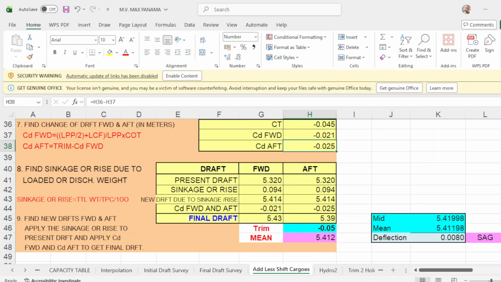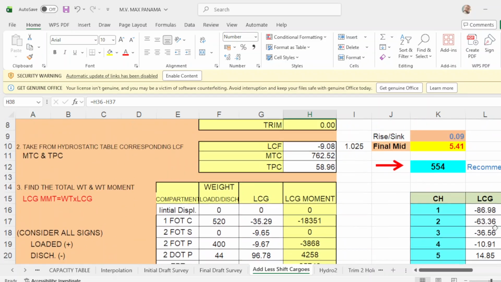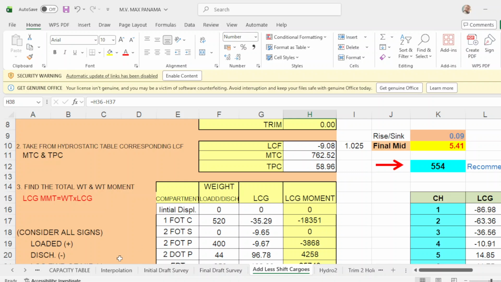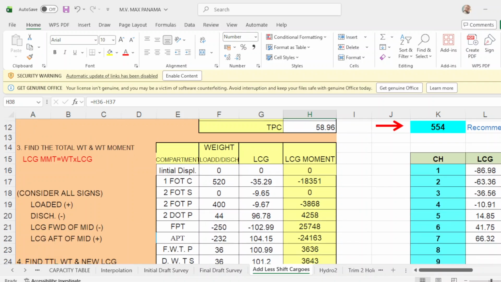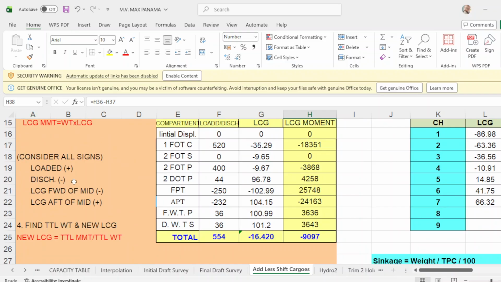So guys, you just follow this formula, what is written here. It says here, loaded should be positive, discharge should be negative, okay. LCG forward of mid is negative, LCG aft of mid is positive. This is referring to this LCG, okay. In cargo, load is positive, discharge is negative, okay.